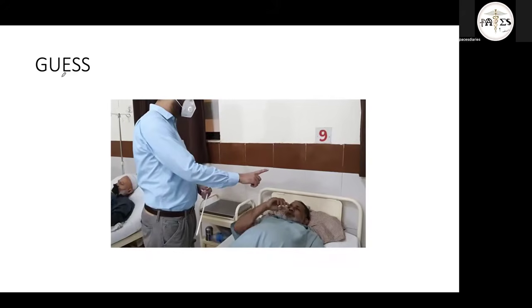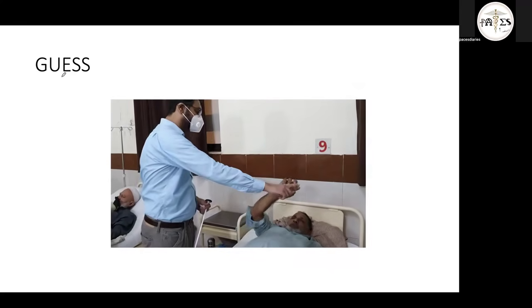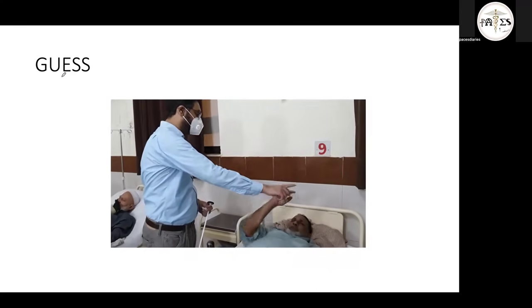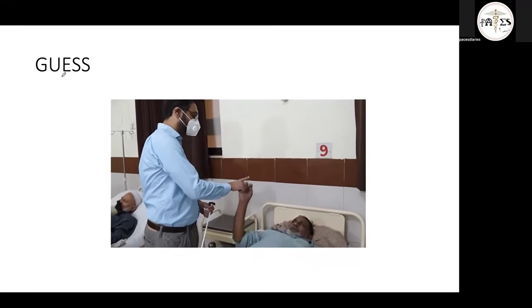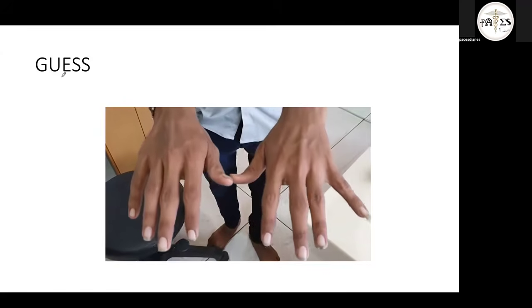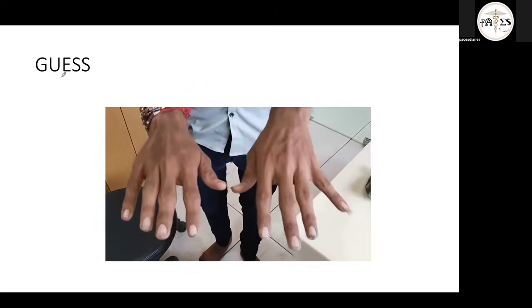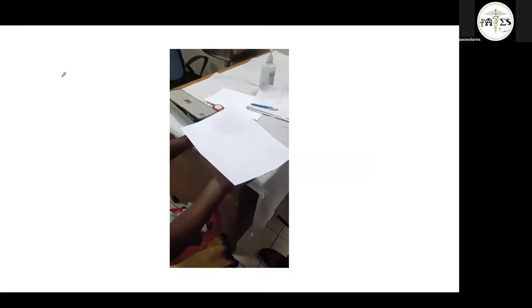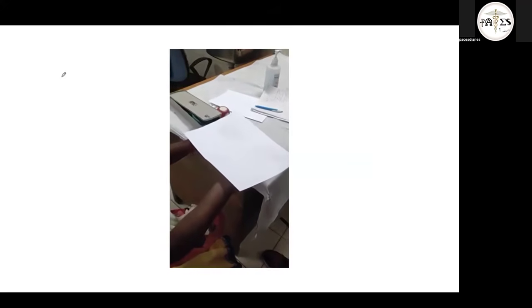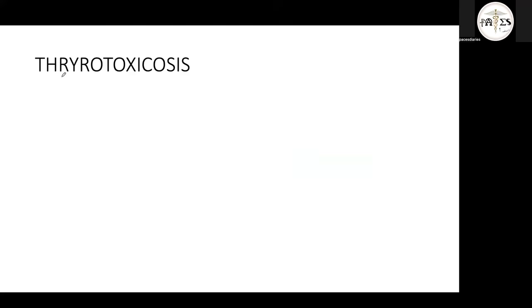Can you guess what tremor this is, or what kind of abnormal movement this is? Guess what? You would have got it. Yes, this is a cerebellar tremor. Can you guess this tremor? Bilateral. You would have got it. A very fine tremor. See here, bilateral, very fine tremor. Yes, this is the tremor of thyrotoxicosis.